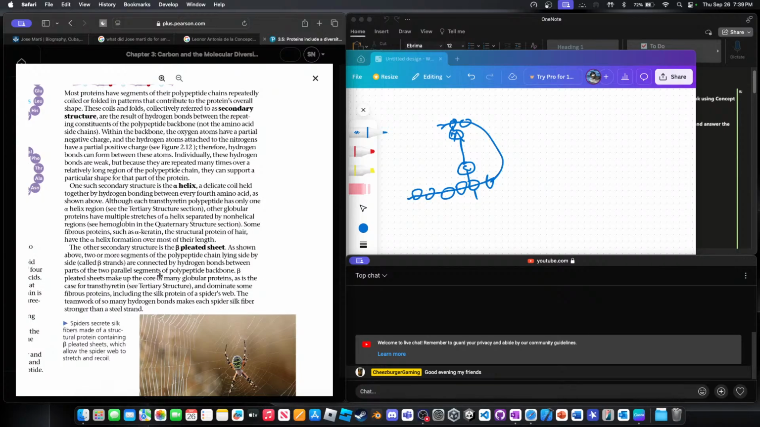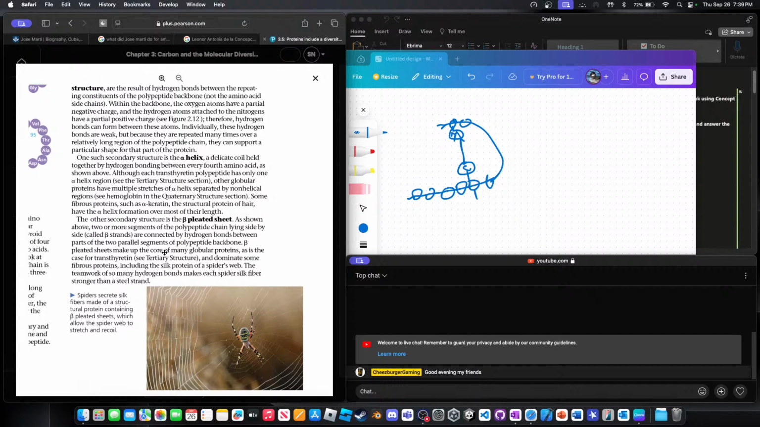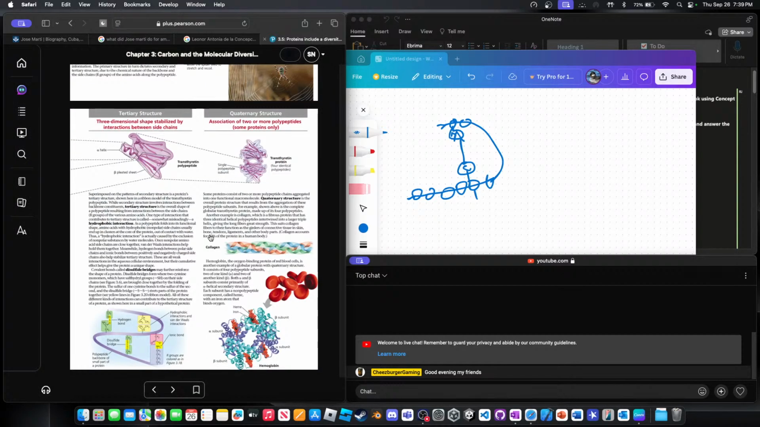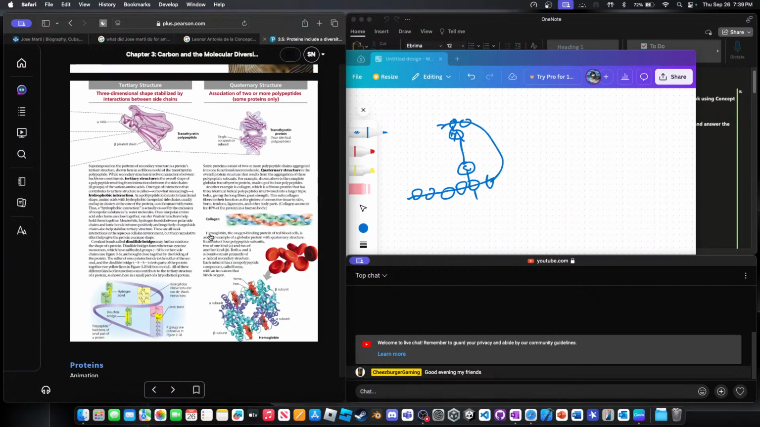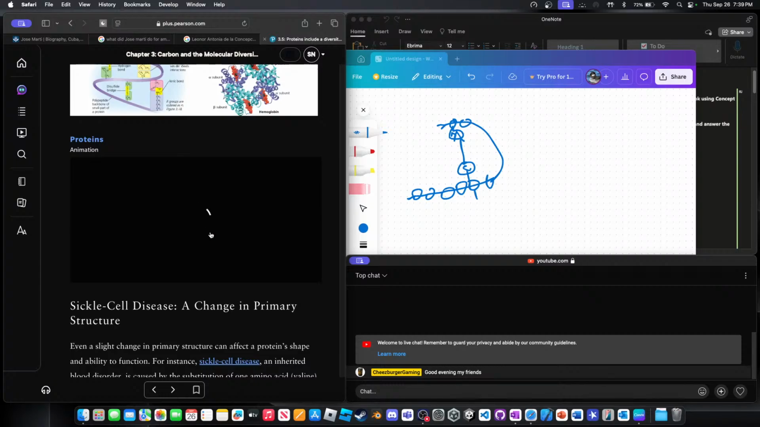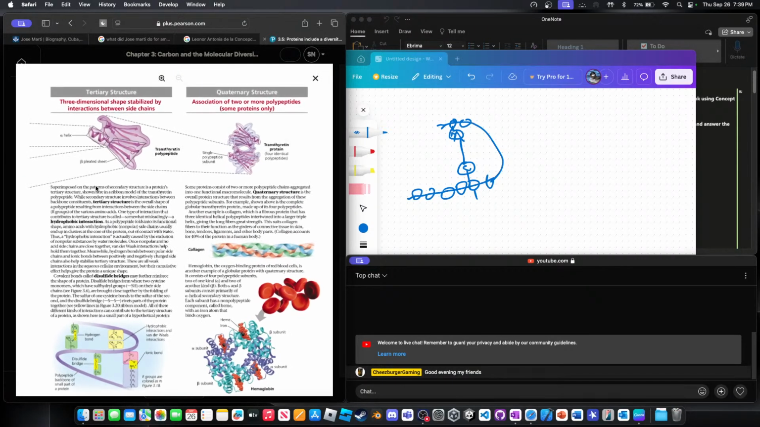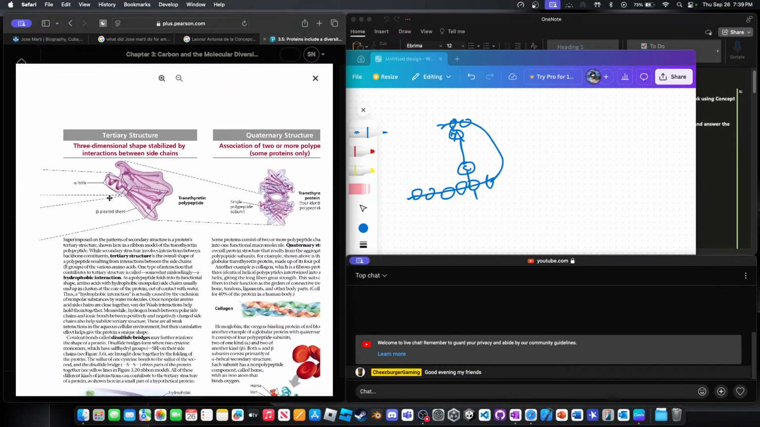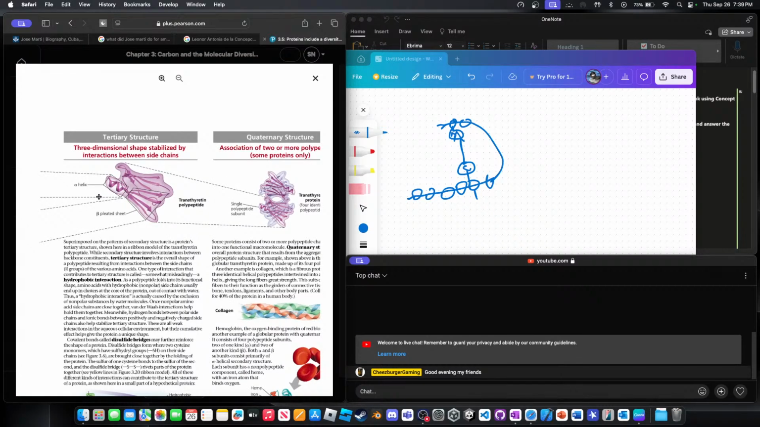Beta strands lying side by side are connected by hydrogen bonds between two of the parallel segments. Many globular proteins. Beta pleated sheets make up the core of many globular proteins, as is the case for transthyretin. Okay. Three-dimensional shape stabilized by interaction between side chains.